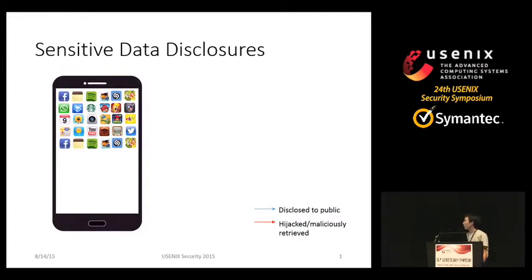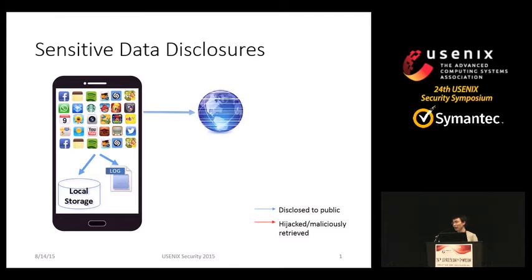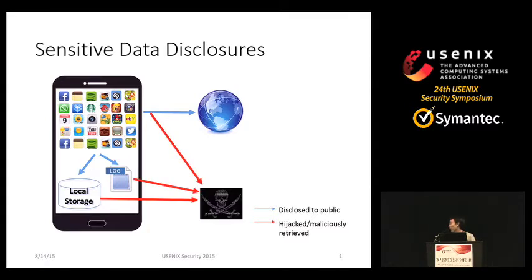Nowadays, smartphones and mobile apps have become an essential part of our lives. At the same time, user privacy has become a serious concern. It's common for apps to disclose sensitive data to local storage, to logs, or to some public external channels like the internet. But unfortunately, such disclosures can be hijacked or maliciously retrieved by adversaries, and this can lead to serious leakage of users' privacy.